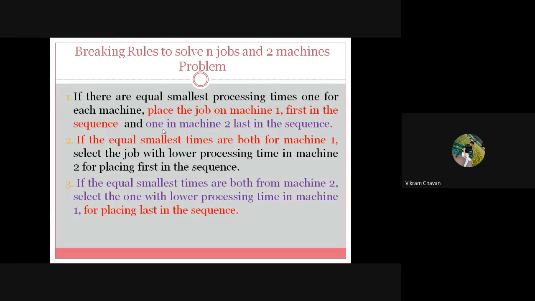Now apply the rules to solve the problem further. Okay, everyone apply the rules to solve the problem further and find out the sequence. Find out the final sequence for all the jobs.